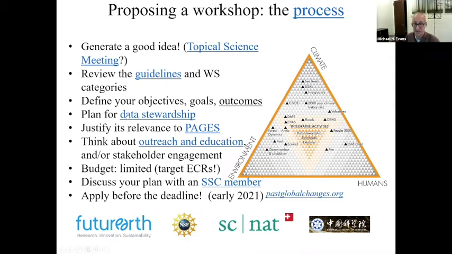You also want to plan for data stewardship, again, relevance to PAGES. And here often it's encouraged that there should be an outreach and education component. And this might also be stakeholder engagement. For instance, inviting people from outside your working group, maybe from the community, maybe from policy-making groups or governmental or non-governmental organizations which are interested in the relevance of paleoclimate to current and future global change processes.